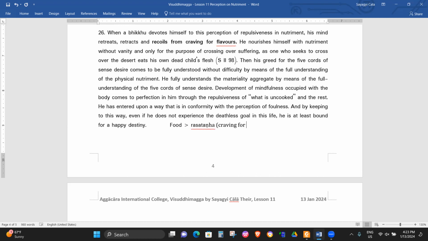flavor, or craving for taste, like above. So you should try to do this perception on the nutriment. You should get rid of this craving for flavor, craving for food, because we have a sixth sense though. This is one of the cravings at the tongue area. So he should do it without vanity or without craving, just for the purpose of crossing over the suffering, just like this simile. This simile is a very strong one, but it's actually very good for understanding the Dhamma.